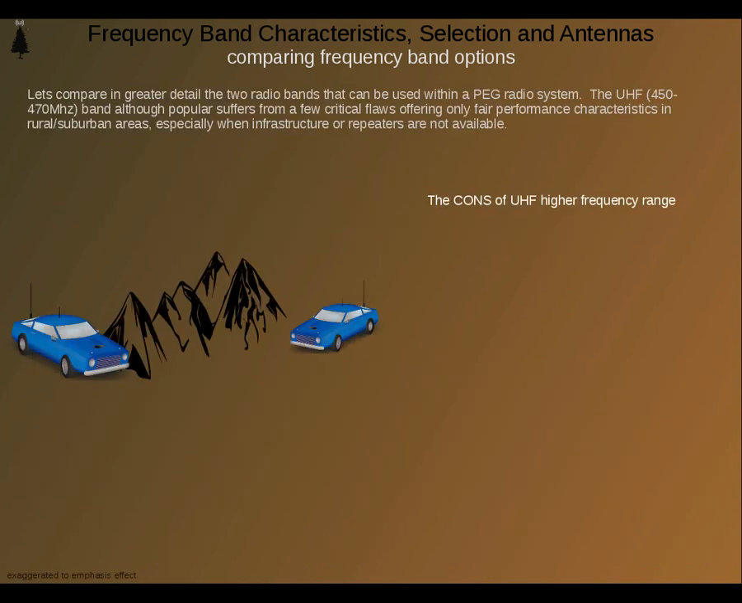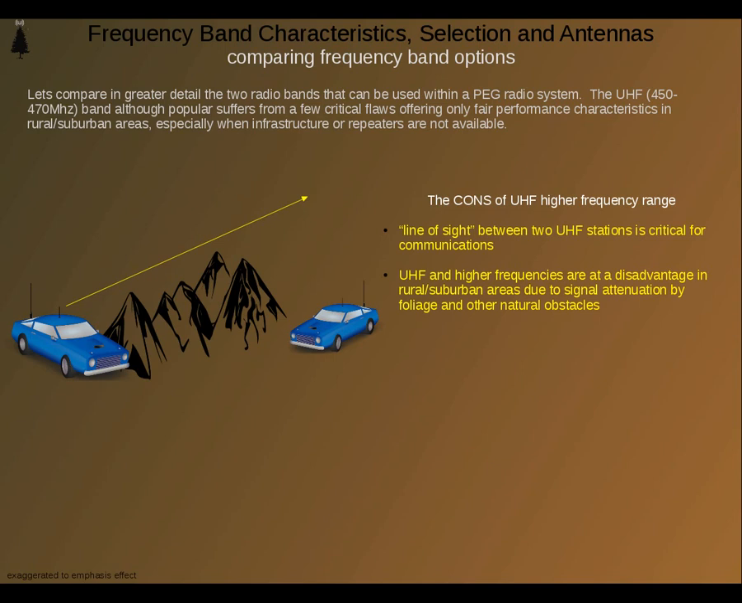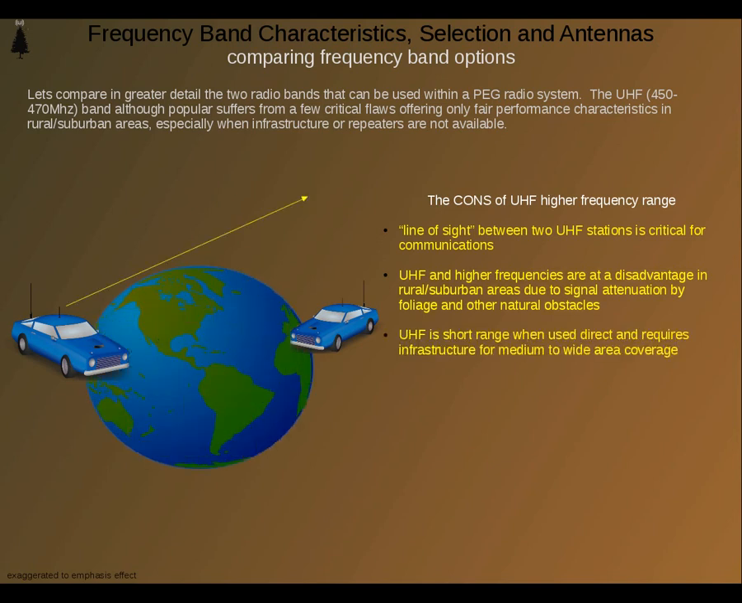Let's compare in greater detail the two radio bands that can be used within a PEG radio system. The UHF band, although popular, suffers from a few critical flaws, offering only fair performance characteristics in rural, suburban areas, especially when infrastructure or repeaters are not available. The line of sight between two UHF stations is critical for communications. UHF and higher frequencies are at a disadvantage in rural or suburban areas due to signal attenuation by foliage and other natural obstacles. UHF is short range when used direct and requires infrastructure for medium to wide area coverage.